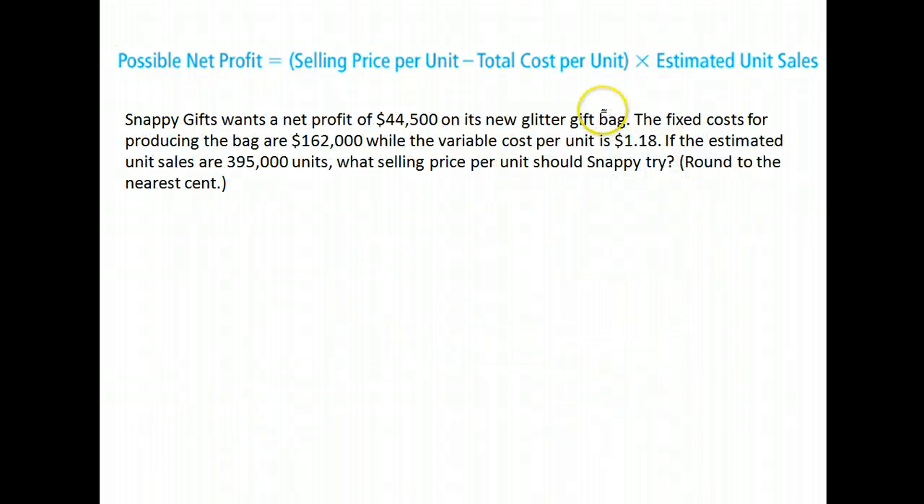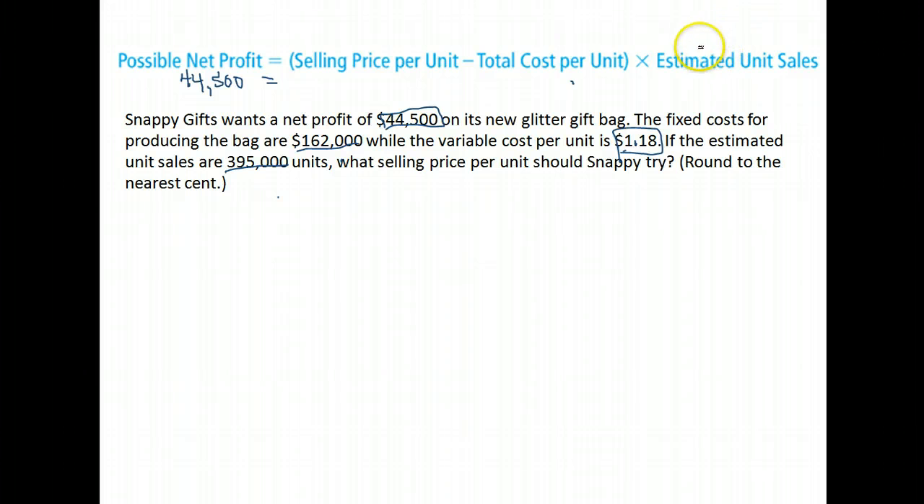We're going to do some more examples. So Snappy Gifts wants a net profit of $44,500. So where is that in our formula? Possible net profit right here, $44,500. On its new glitter gift bags, the fixed cost for producing the bags once again is $162,000. The variable costs are $1.18 per unit. If the estimated sales are 395,000, what's the selling price per unit that they should try?